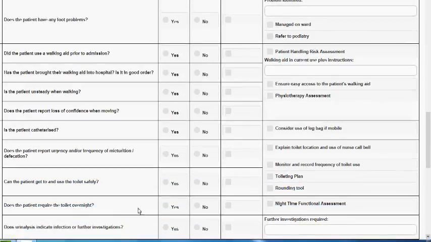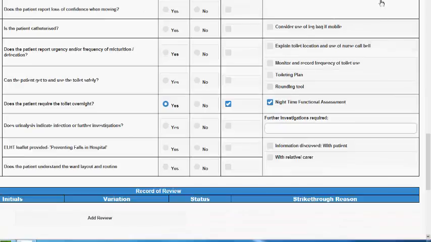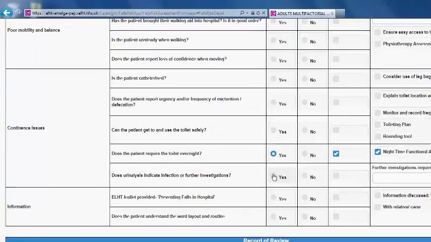Does the patient require the toilet overnight? Yes. We therefore should be triggering further assessment and commencing a nighttime functional assessment. Does urinalysis indicate infection or further investigations? If we're saying yes, we need further action and we should be applying in the box the further investigations required.